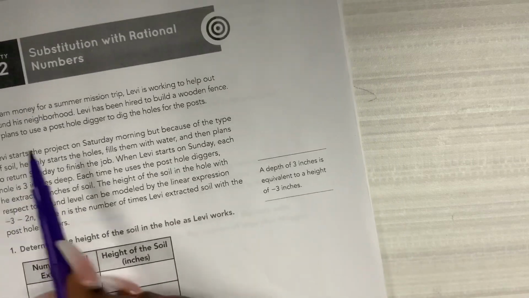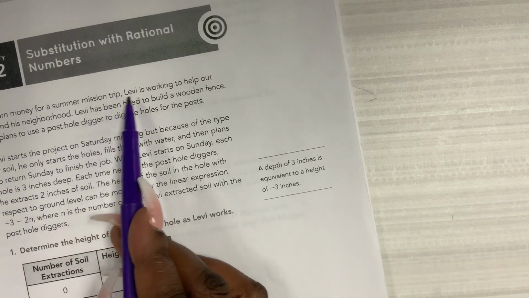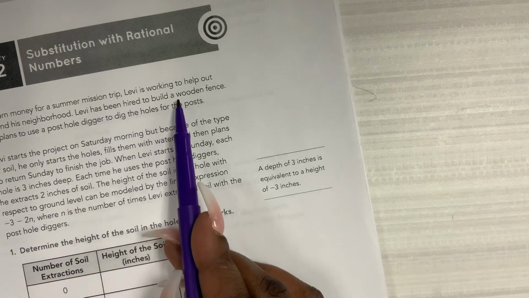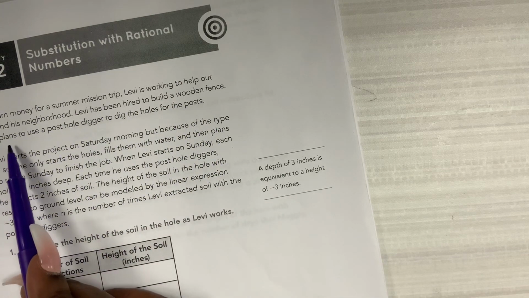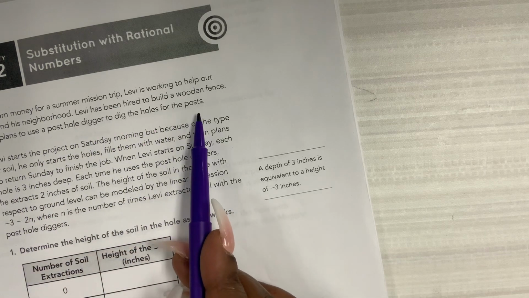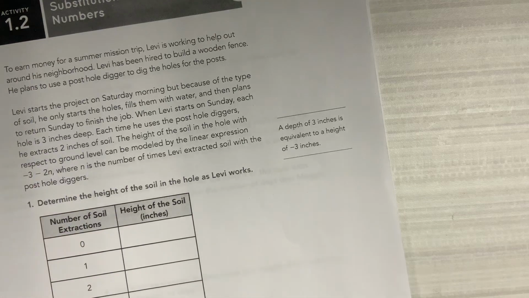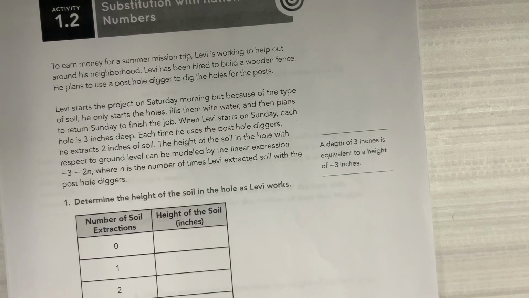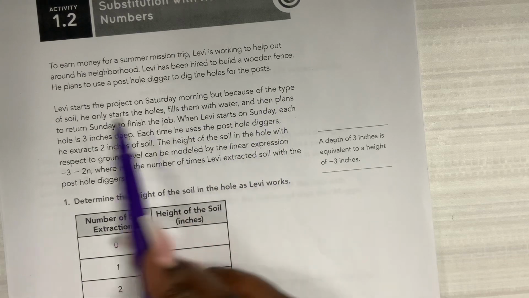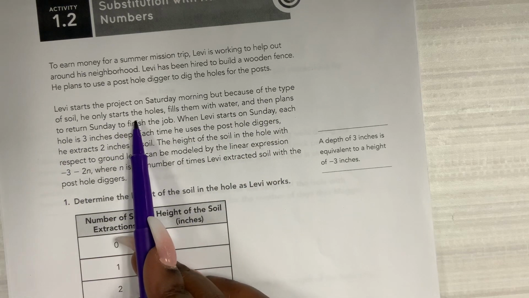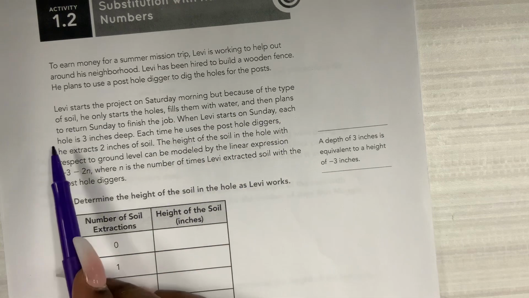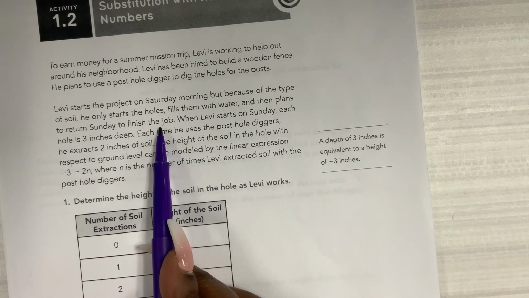All right, so to earn money for a summer mission trip, Levi is working to help out around his neighborhood. Levi has been hired to build a wooden fence. He plans to use a post hole digger to dig the holes for the post. Okay, so he has basically a contraption that's going to dig these holes for him. Levi starts the project on Saturday morning, but because of the type of soil, he only starts the holes, fills them with water, and then plans to return on Sunday to finish the job.